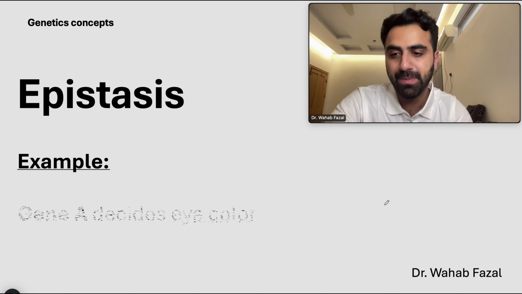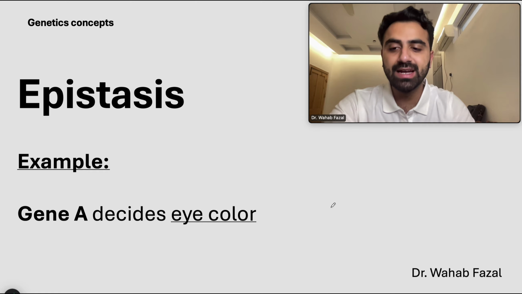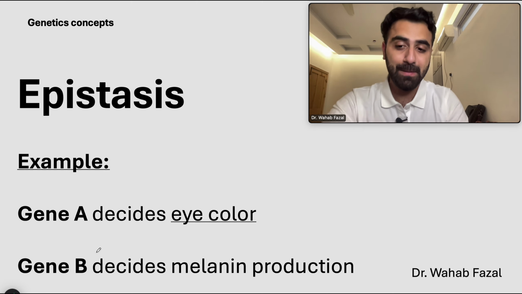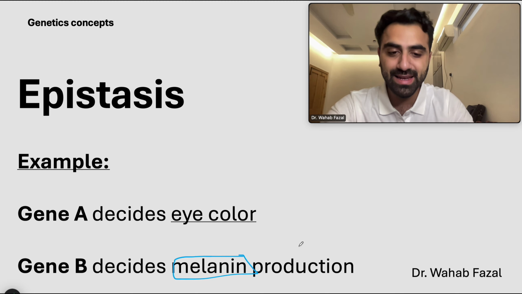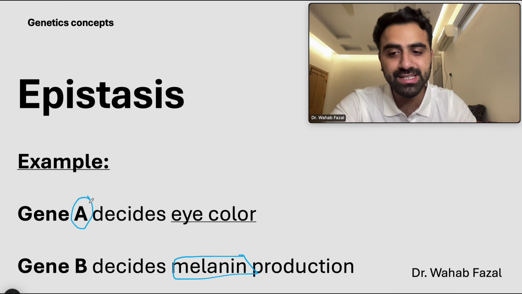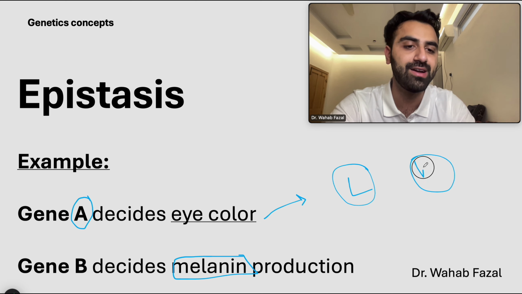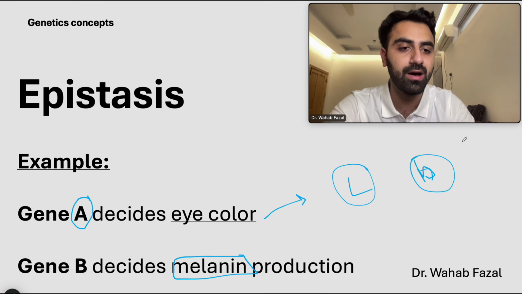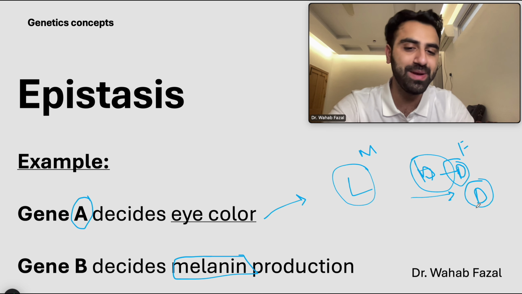Let's take an example for this. Let's say gene A decides eye color, right? And then gene B is hiding in the background and it decides melanin production. And if you know about melanin, melanin is the product that causes your eyes to become darker, right? So gene A was deciding, let's say, light or dark, and you got this combination of light and dark. You got the dark gene from your father, you got the light gene from your mother. So essentially your eyes should be dark, because let's say the dark gene is dominant, so your eyes should be dark.